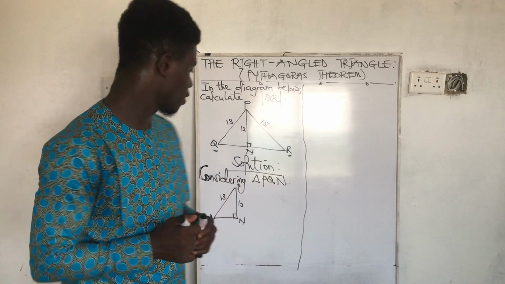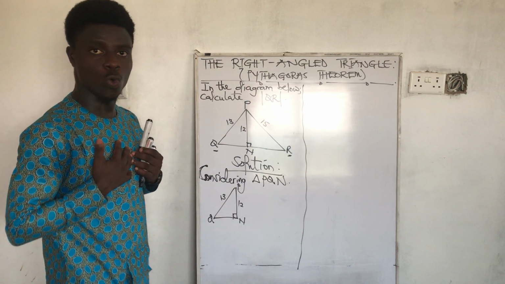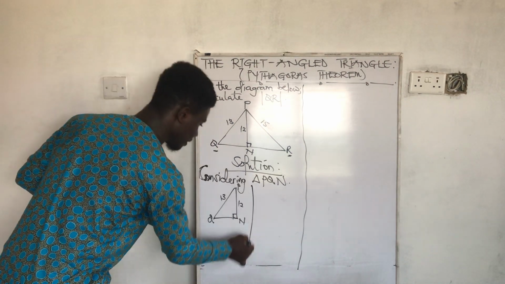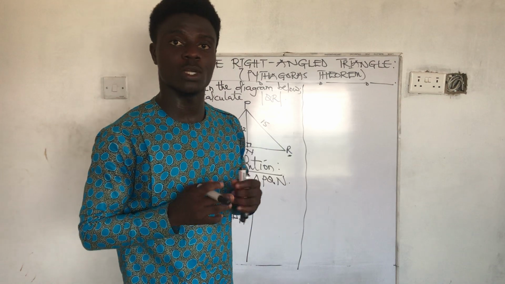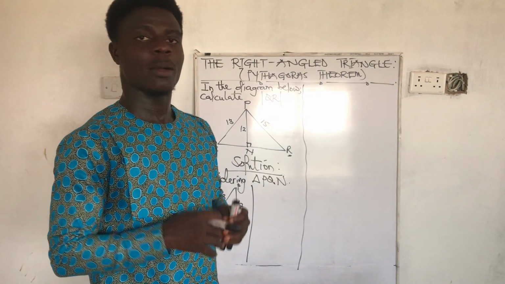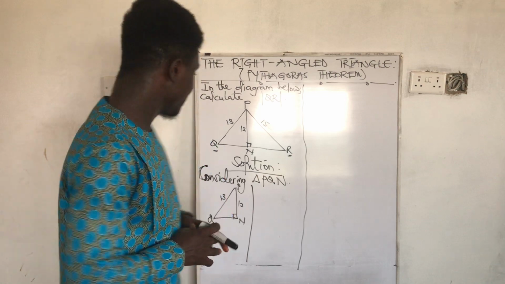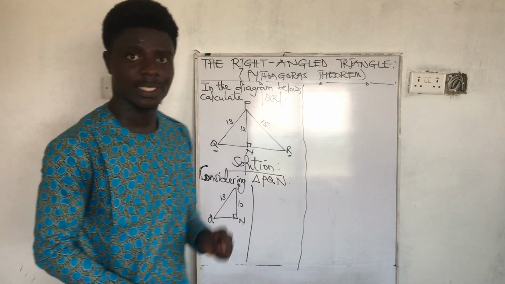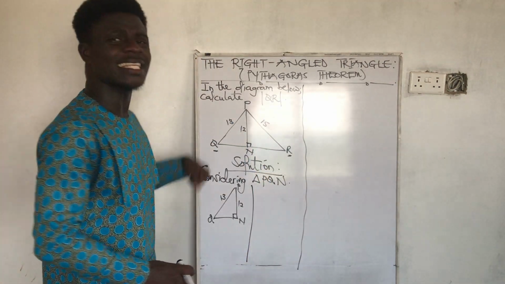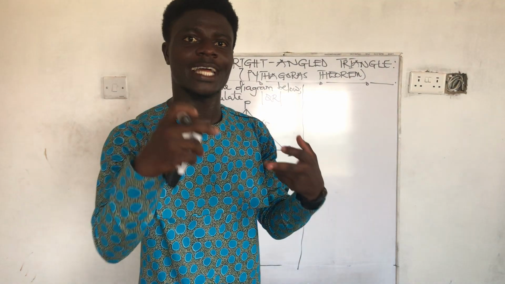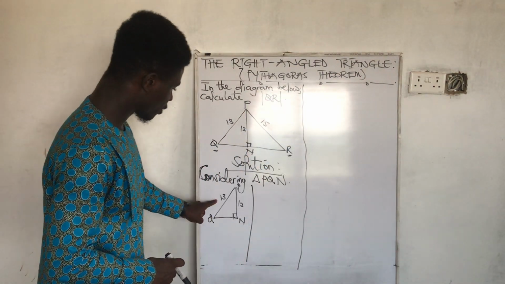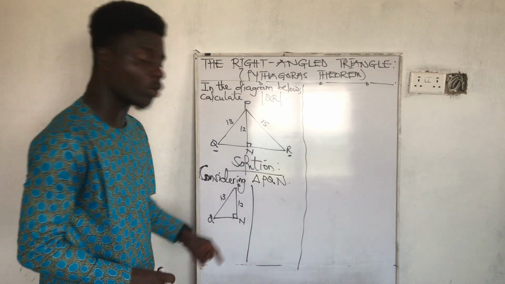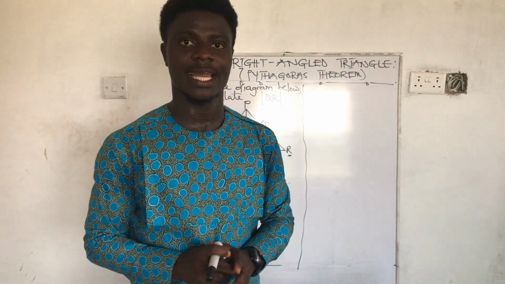So now we know our hypotenuse, we can start by using the Pythagoras theorem. The Pythagoras theorem states that the square on the hypotenuse is equal to the sum of the squares on the other two sides.